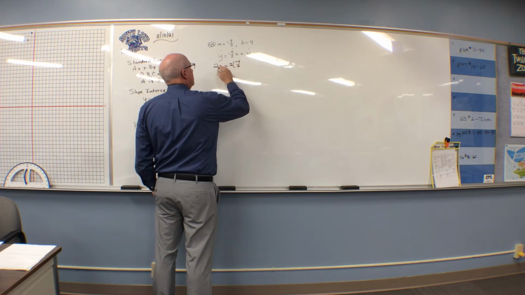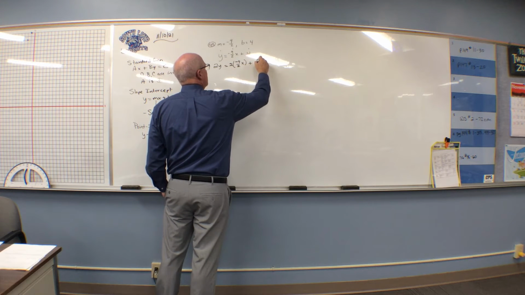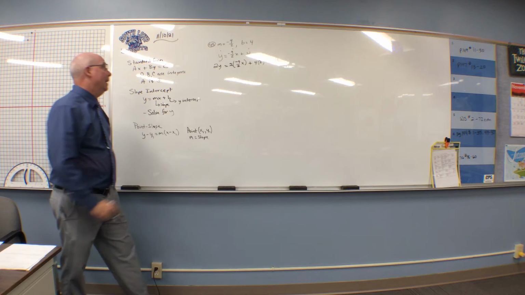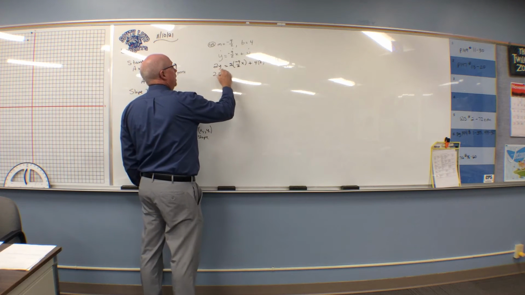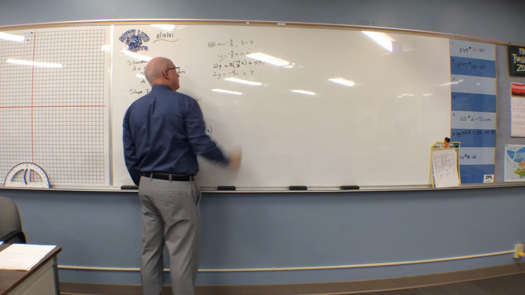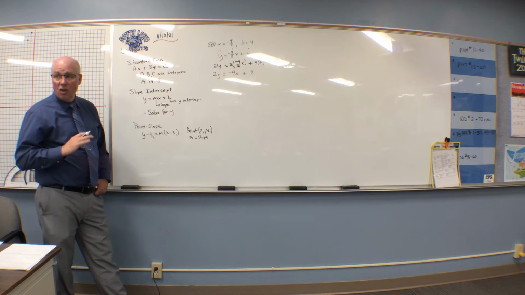So I'm going to take 2 times y, 2 times the negative 9/2 x, plus 4 times 2. That's how I do that. What happens then is I have 2y equals, the 2's cancel, negative 9x plus 8. And now I'm close to standard form, I've got all the integers.